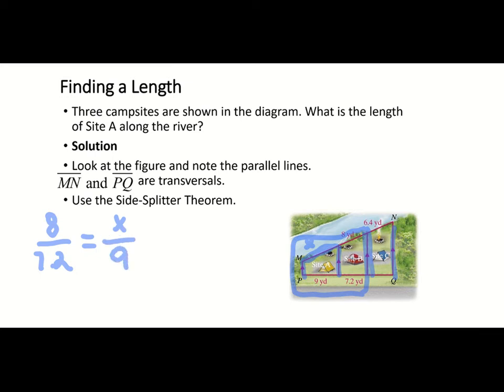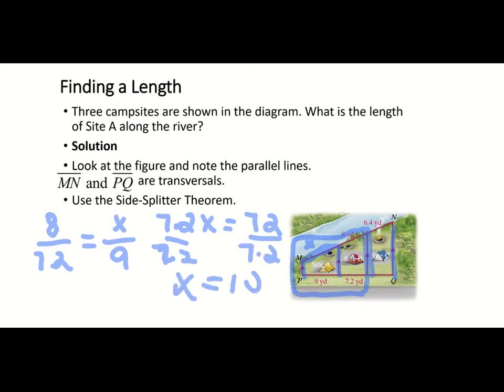So when I cross multiply, I end up with 7.2x is equal to 72. And when I divide 72 by 7.2, I get x equals 10. So the length along the river for site A will be 10 yards.